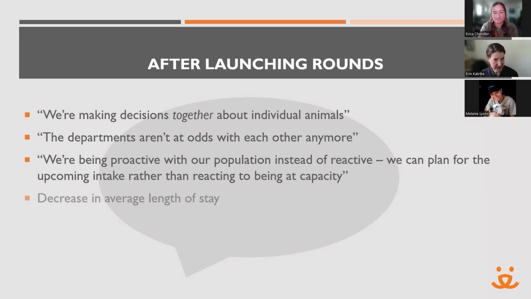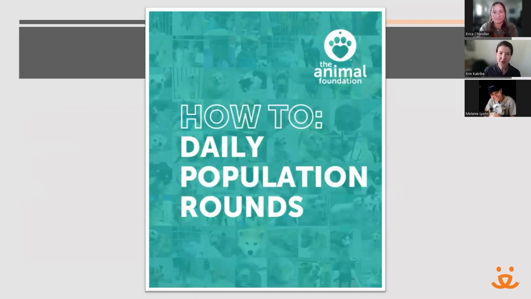What did the metrics say? There was a decrease in the average length of stay and a decrease in the number of long stay dogs. And so this example is of a shelter that then went even further and created this amazing guide, and we'll share this in the resources. And next week, for our final session in population management, we're inviting the person that created this amazing guide and who is at this organization. And so you'll get a chance to hear from Taryn Toll from the Animal Foundation about what this looked like at their shelter, implementation of rounds, and what that meant for population management.